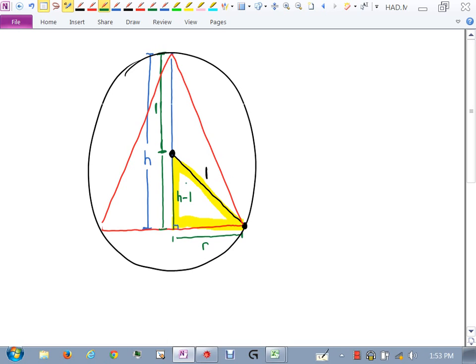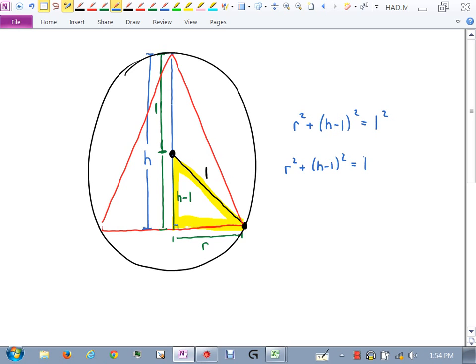Now I can do Pythagorean. And what's great about it is that I will have a relationship now between R and H, won't I? It's not going to be pretty, but it's going to be a relationship. It's going to be R squared plus (H minus 1) squared must be equal to 1 squared, which is 1. So here's my relationship: R squared plus (H minus 1) squared must be equal to 1 squared.